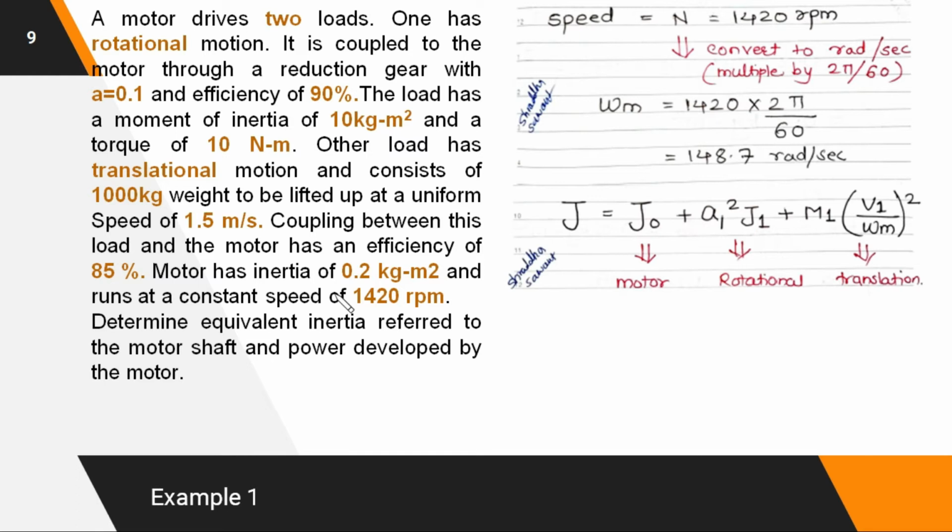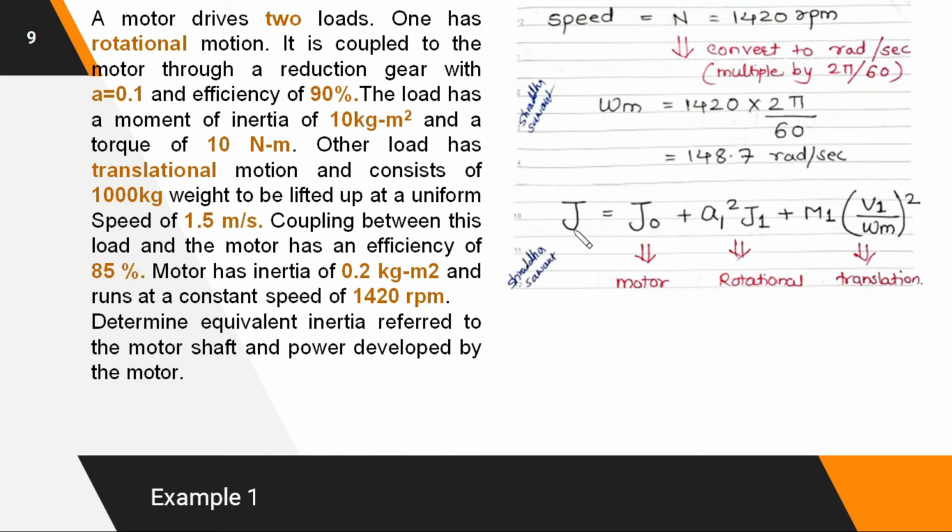Okay. Now what is the question? Determine equivalent inertia referred to the motor shaft, meaning J, and power developed by the motor. Power is nothing but torque into speed. So we will calculate the torque, and we have the speed omega m.